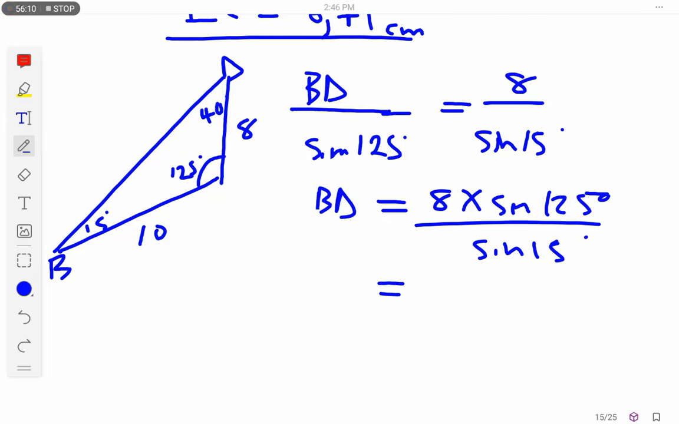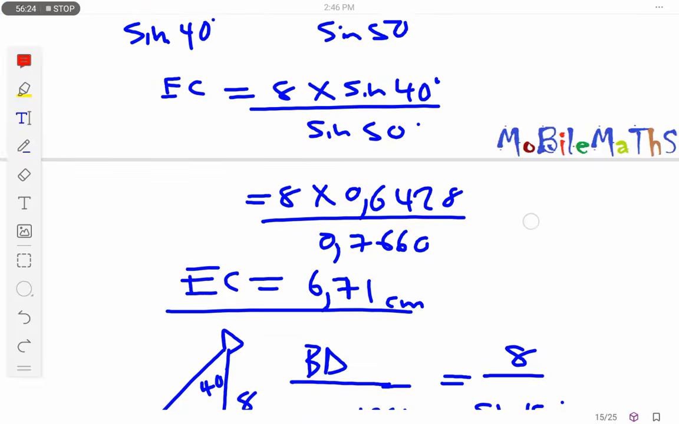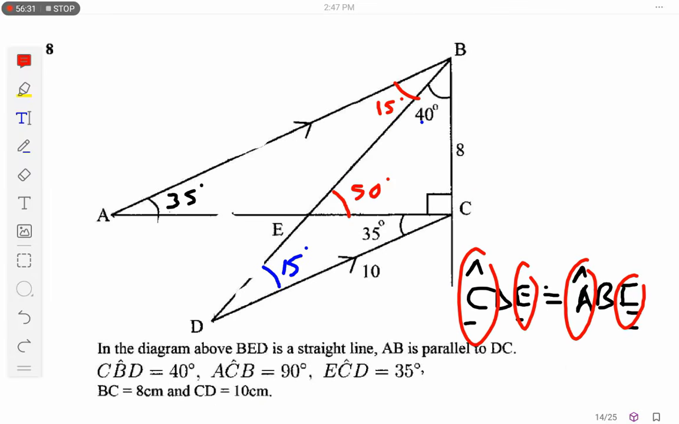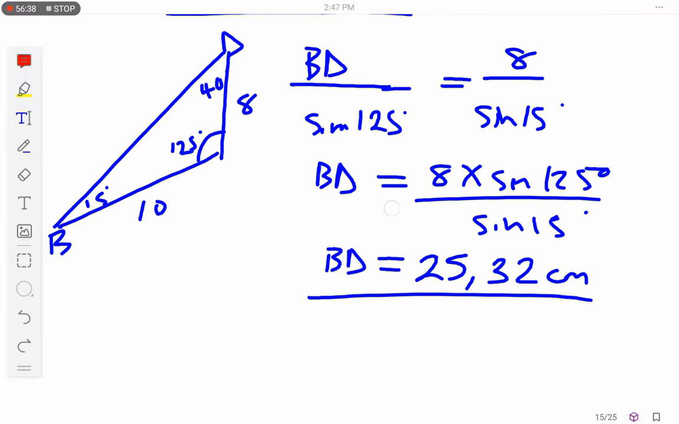When we punch it in, I'm getting BD equals 25.332 centimeters. So that's the side BD, it's longer. Then we are also asked the area of triangle BCD. Let's see our BCD. Oh, that's the same triangle actually, so we are still using the same diagram.